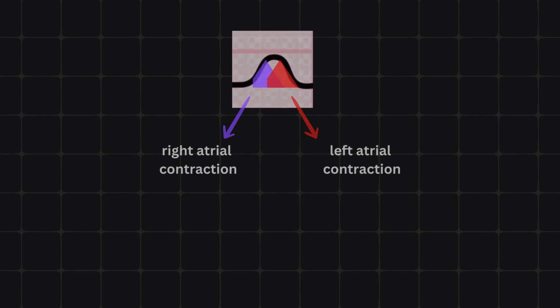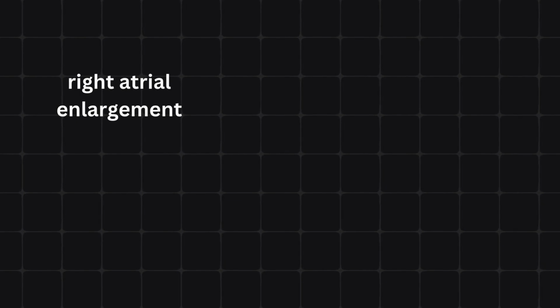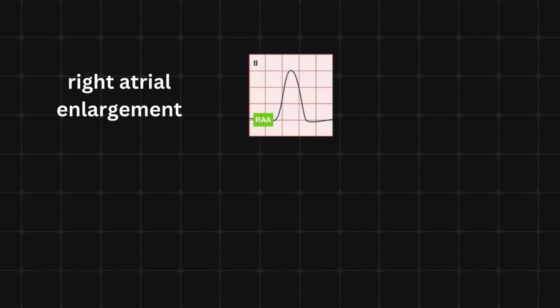This is important to know because, in case of right atrial enlargement, the depolarization of right atria overlaps over that of left atria, producing an impulse with higher amplitude than normal. So in right atrial enlargement, the height of the P wave exceeds that of normal. It will be more than 2.5 small squares. This is called P pulmonale.